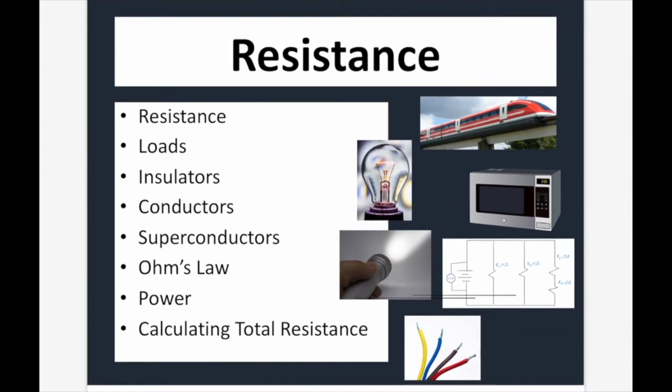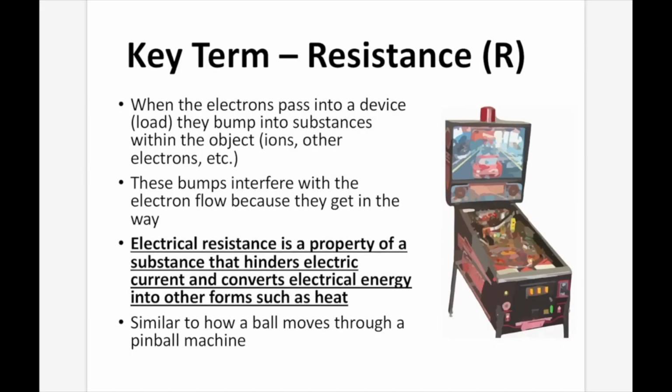Resistance. In this lesson, we're talking about loads, insulators, conductors, superconductors, Ohm's law, power, and calculating total resistance. Key term, resistance. When the electrons pass into a device, a load, they bump into other substances within the object, so ions, other electrons, etc. These bumps interfere with the electron flow because they get in the way.